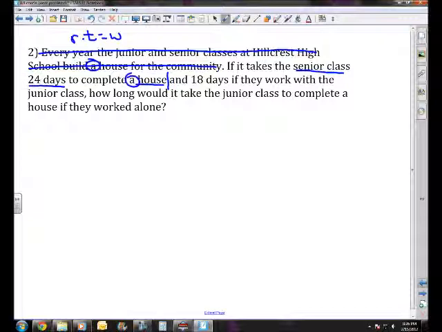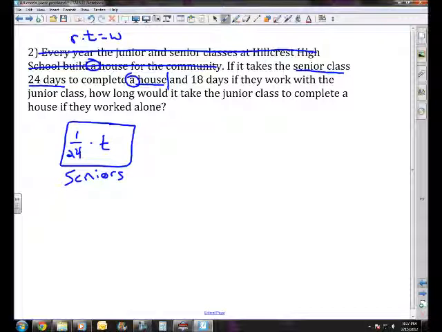Well, we can make a representation of the work they do here. These are the seniors. The seniors can do a whole house in 24 days. So if they can do 1/24 of a house in 1 day, that's great. We're going to multiply that times the time they're working. Okay, we don't know how long they're working yet.